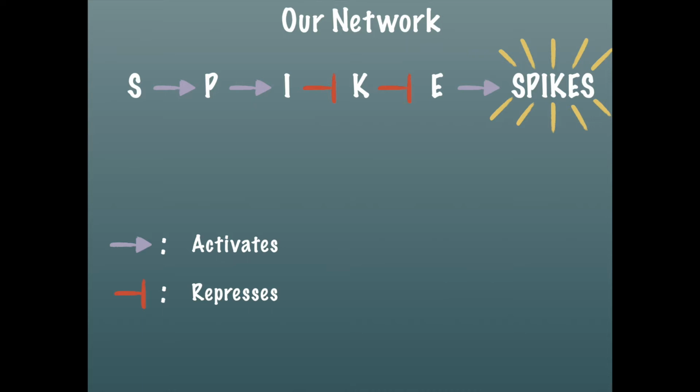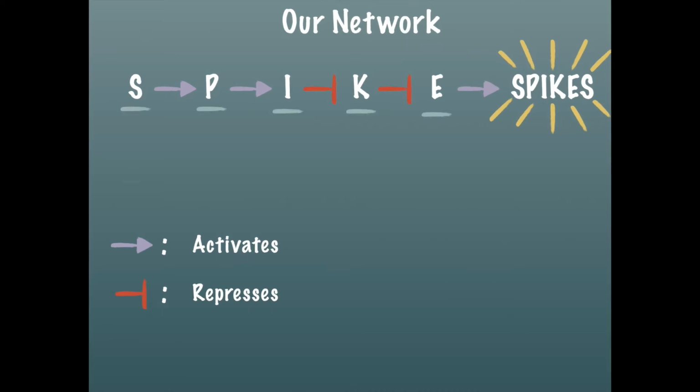As you can see, there are 5 different genes, S, P, I, K, E, that will influence whether there will be formation of spikes or not. The S gene will activate the P gene, P then activates the I gene, I will then repress the K gene, which is essential to the formation of spikes, as if K was not repressed, then the K gene would also repress the E gene, which would not lead to spikes. Because I represses K, the E gene is able to activate the formation of spikes.